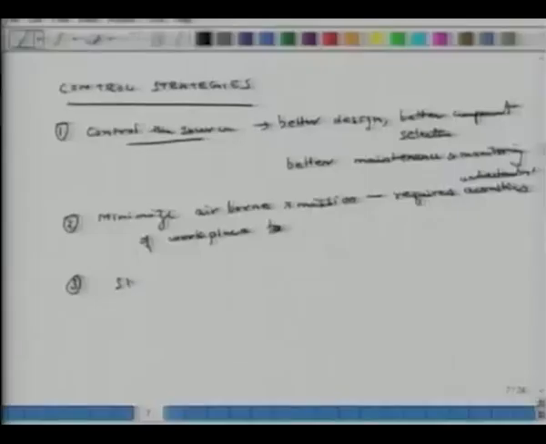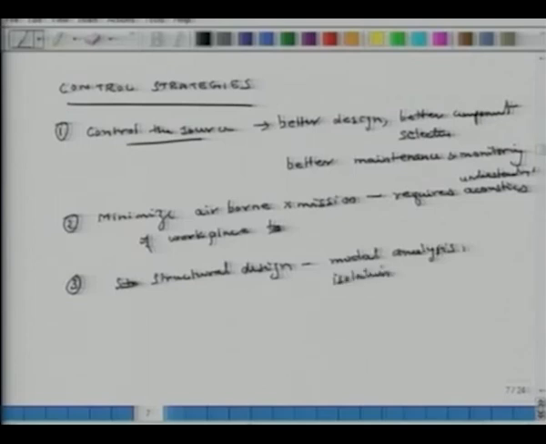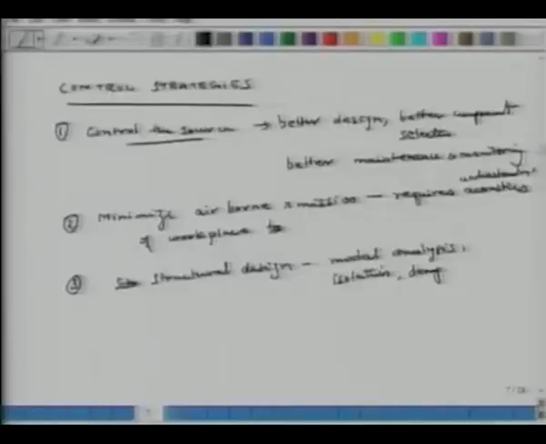So on the structural coupling side you have to do basically structural design. Modal analysis, isolation. It does not have to be necessarily physical isolation, but isolation in the sense that sound and vibrations do not propagate easily. Isolation, damping, and so on and so forth.